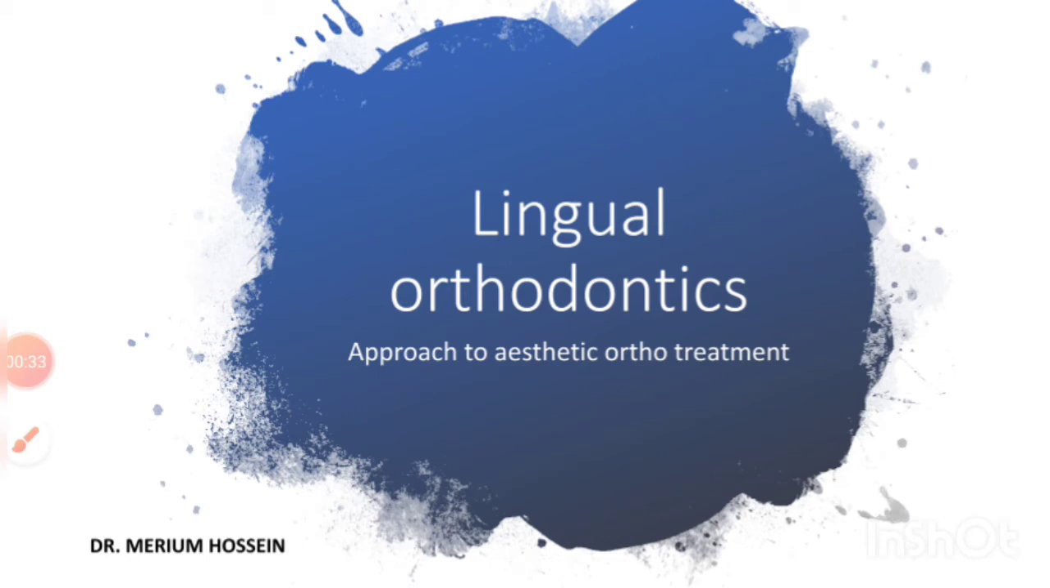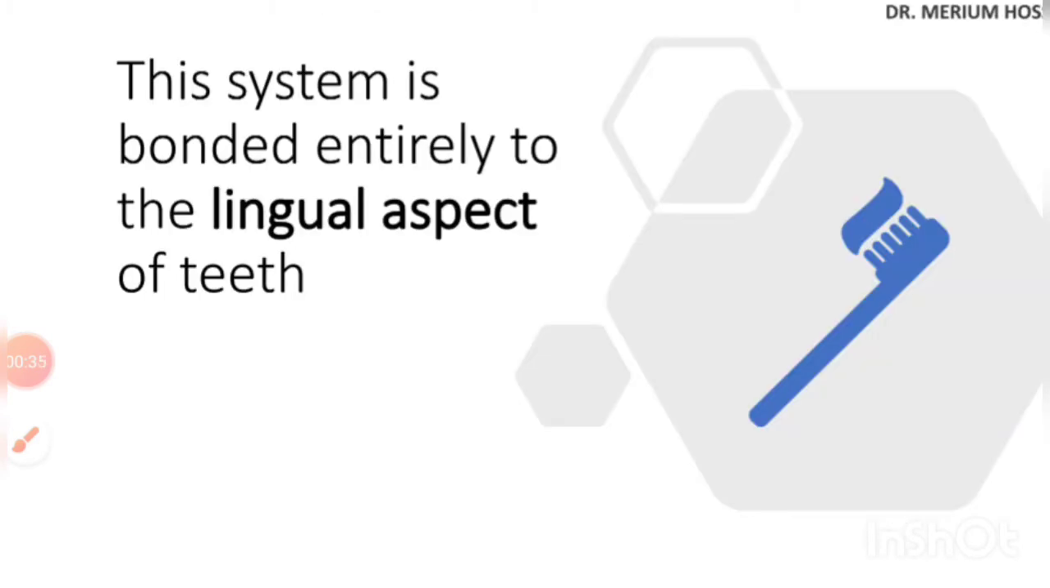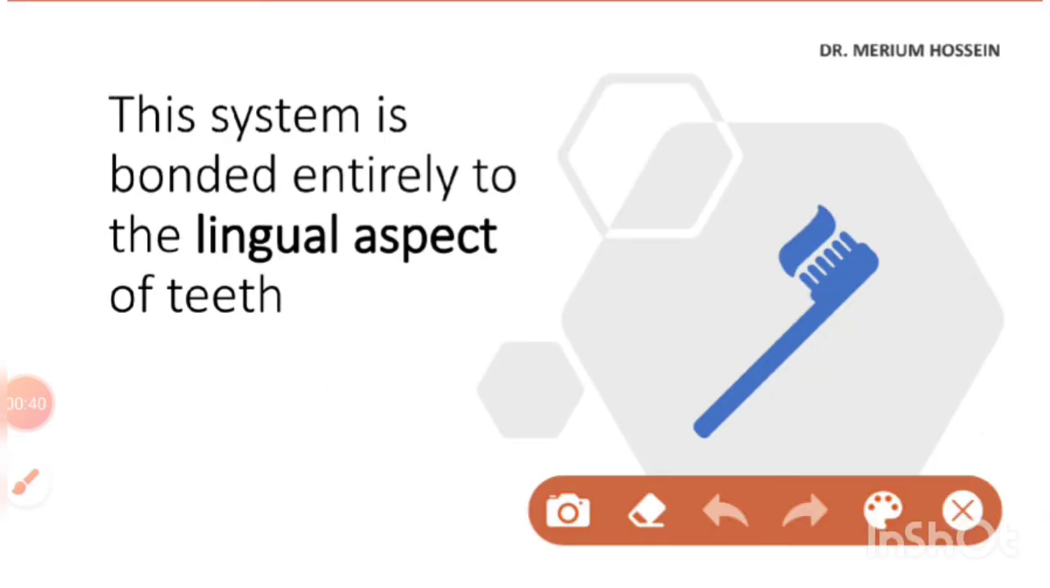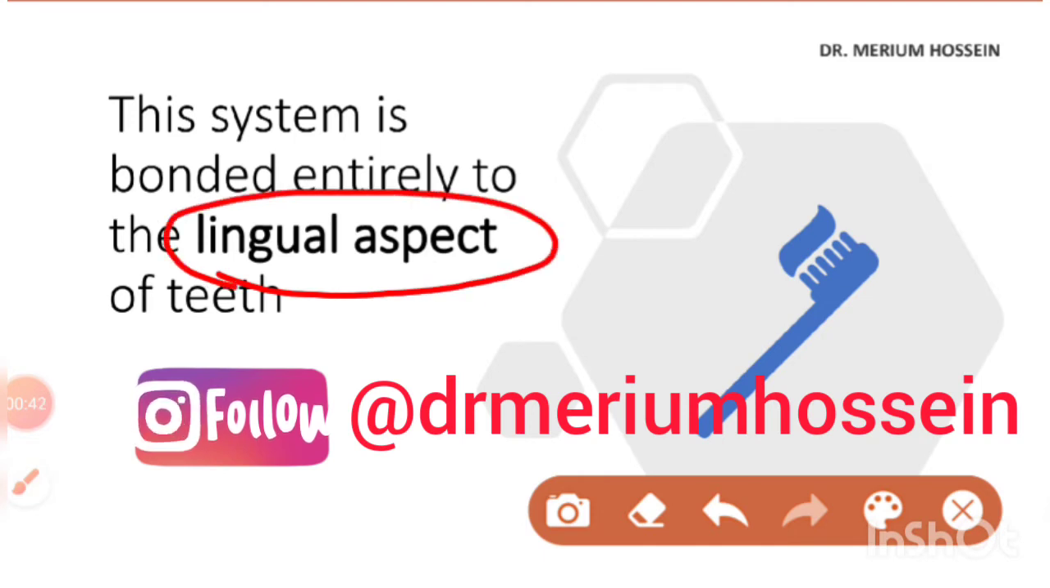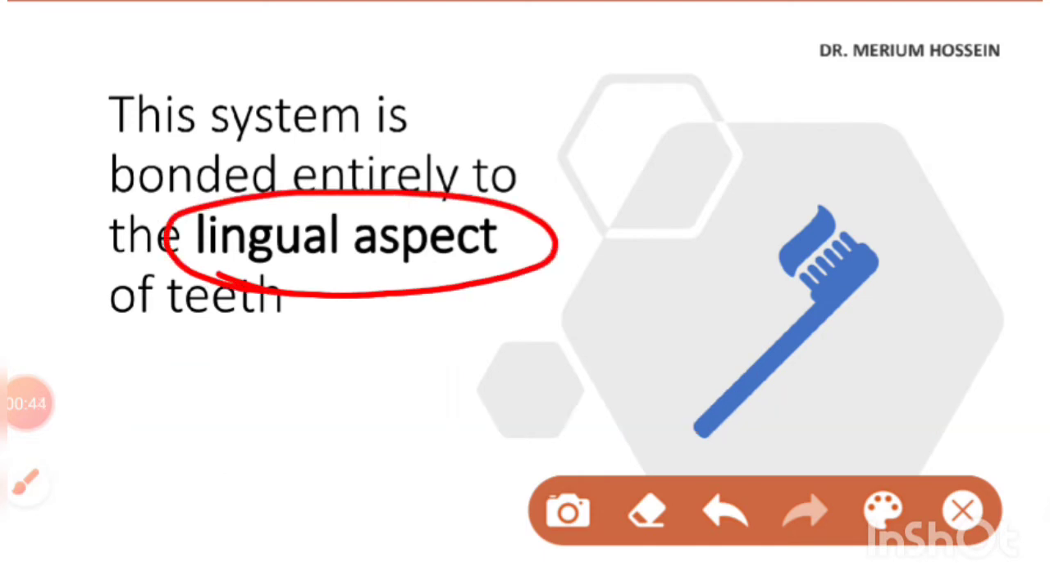So let's begin with today's topic. It is a system which is bonded entirely onto the lingual aspect of the teeth. It has nothing to do with the labial aspect, as in regular orthodontics we bond the brackets to the labial surfaces of the teeth. So contrary to that, lingual orthodontics is restricted entirely to the lingual aspect.